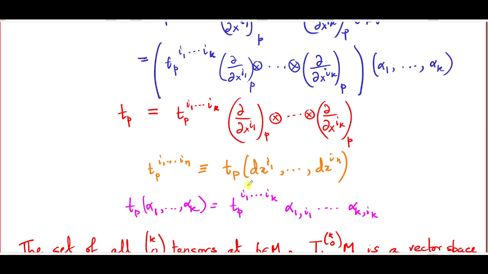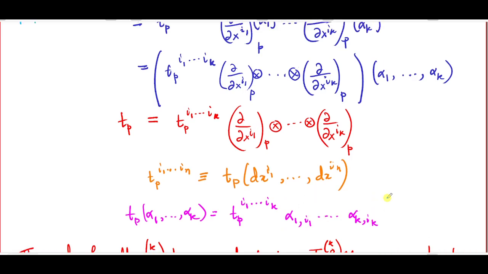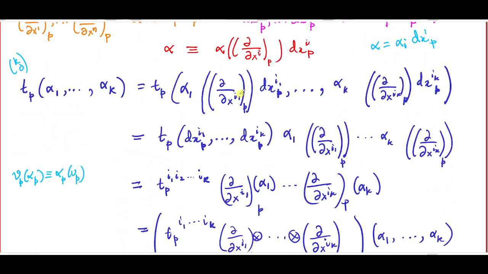And there you simply get T_p i1 through ik times alpha 1's i1th component, alpha 2's i2th component, all the way up to alpha k's ik component. All of them, of course, summed up over i1, i2, ik, and so on. These alpha 1 i1, alpha 2 i2 are nothing but these coefficients, alpha 1 acting on ∂/∂x^i1, alpha 2 acting on ∂/∂x^i2 at p, and so on.